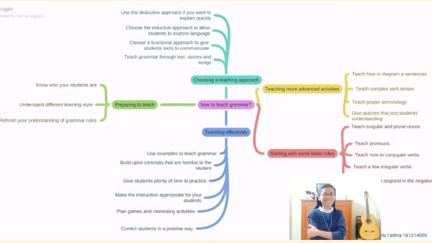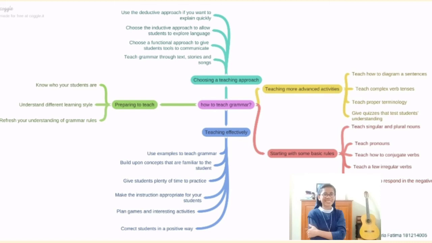Here we have a picture, a mind map of how to teach grammar. Preparing to teach, you must know who your students are. Understand different learning styles and refresh your understanding of grammar rules. Choosing a teaching approach, and then you can see teaching more advanced activities, starting with some basic rules. The 5 ways: teach singular and plural nouns, teach pronouns, teach how to conjugate verbs, teach a few irregular verbs, and teach how to respond in the negative.